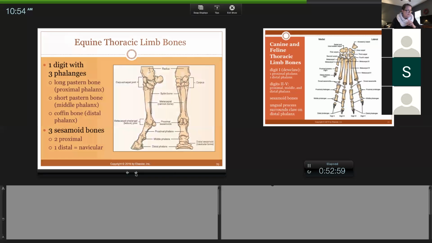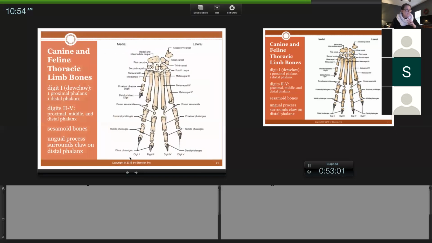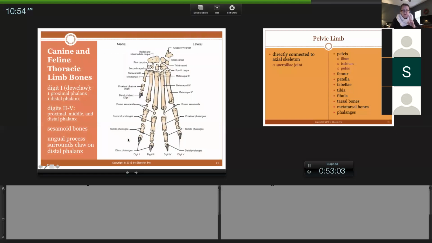I know you've got to get to math in a second, but let me just illustrate one thing, because I'm talking about the digits.